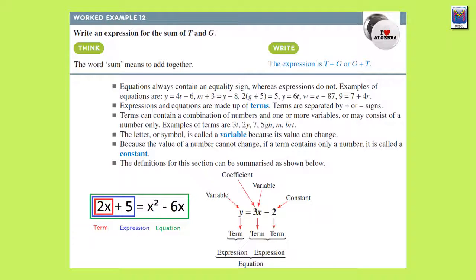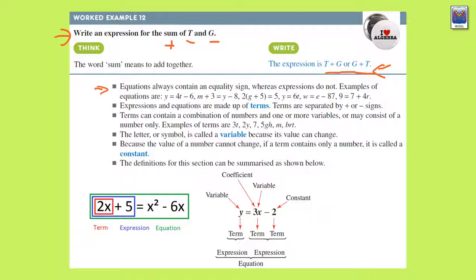All right. Write an expression. Here we are here. Write an expression for the sum of t and g. Sum means plus, and I'm using t's and g's. So the expression is t plus g or g plus t. Okay. It doesn't really matter which way we do it. Depends on what we're actually doing with this thing afterwards.